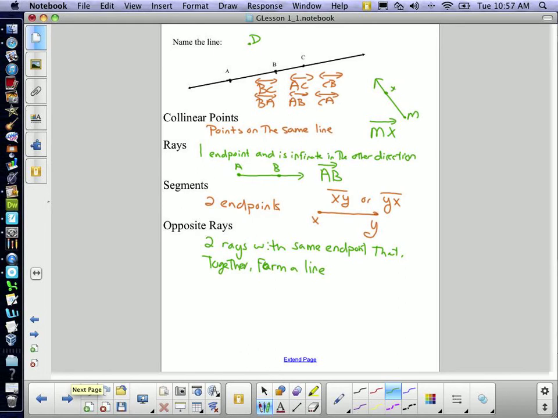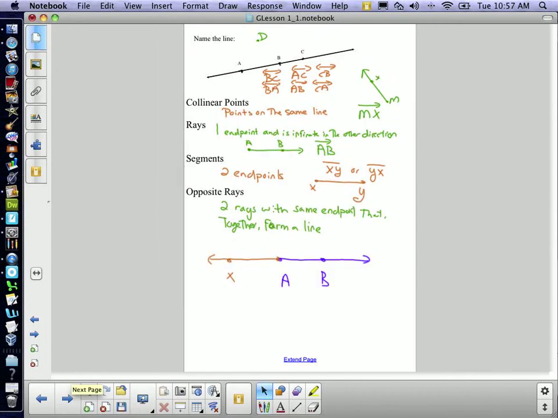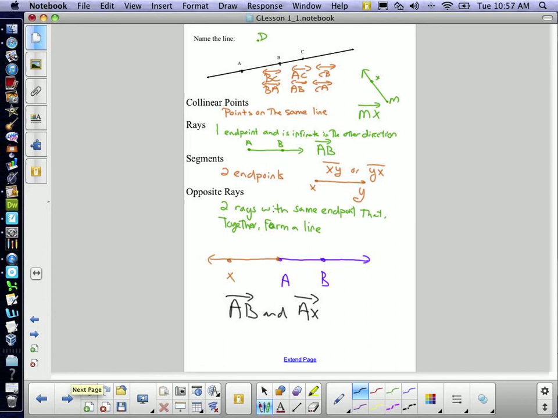Now this is one that a lot of people get mixed up on. There's ray AB. All right? Here's ray AX. They are opposite rays. They have the same endpoint. They both begin at point A. They go opposite directions and form a line.